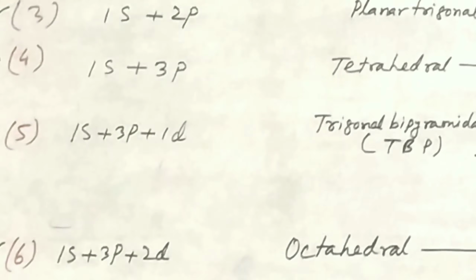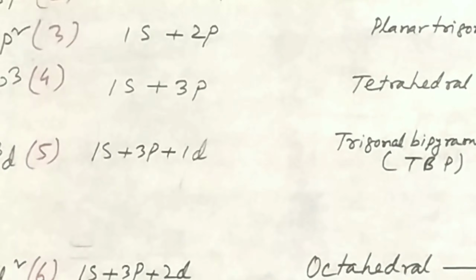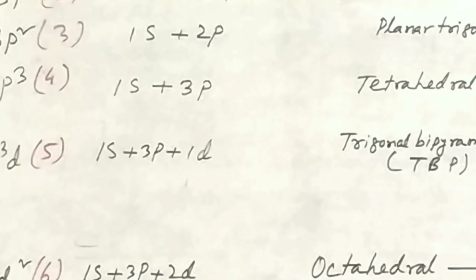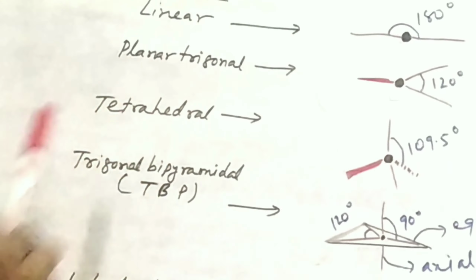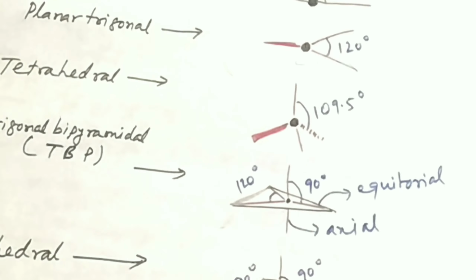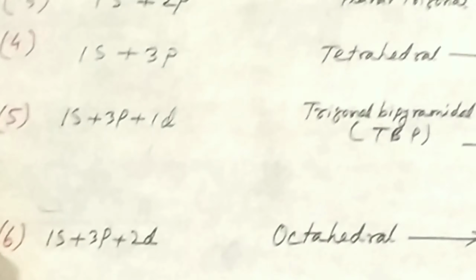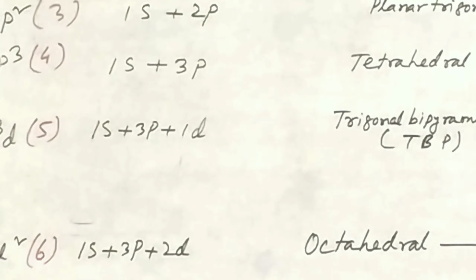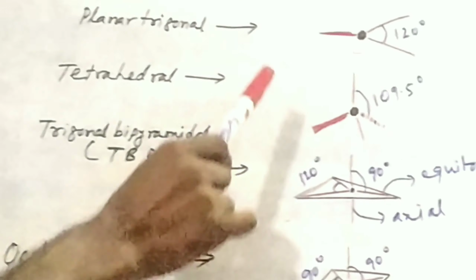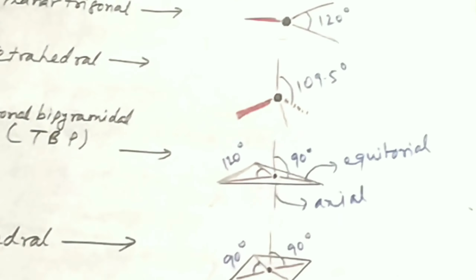When one s and 2 p orbitals combine or intermix with each other, they produce 3 hybrid orbitals of the same energy, and this is called sp2 hybrid orbitals. And the geometry of the molecule is trigonal planar. When 4 atomic orbitals, 1 s and 3 p orbitals, intermix with each other, it gives rise to 4 sp3 hybrid orbitals, and the geometry of the molecule becomes tetrahedral, and the ideal bond angle is 109.5 degrees.